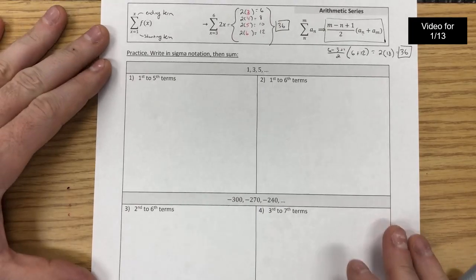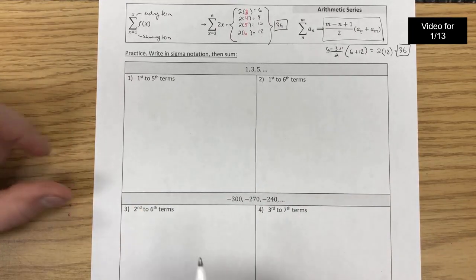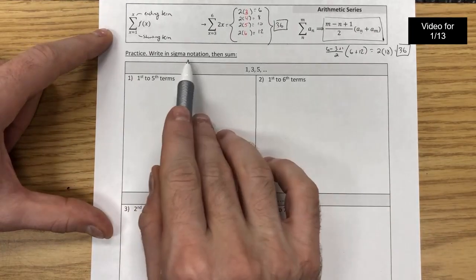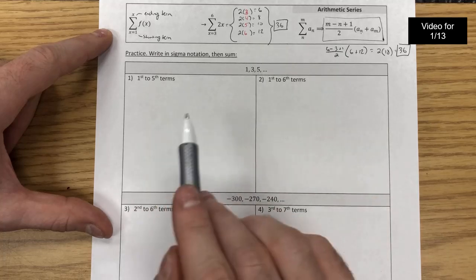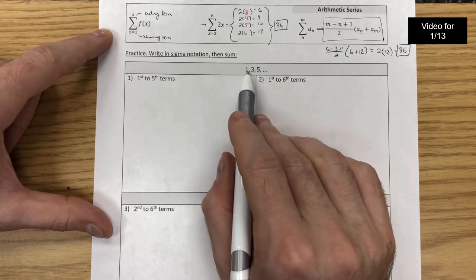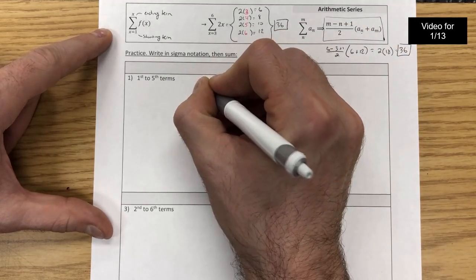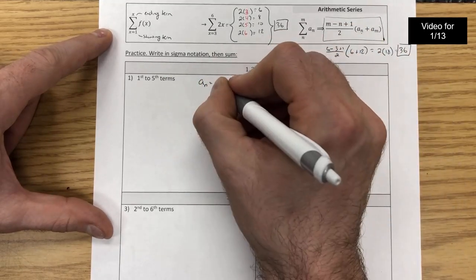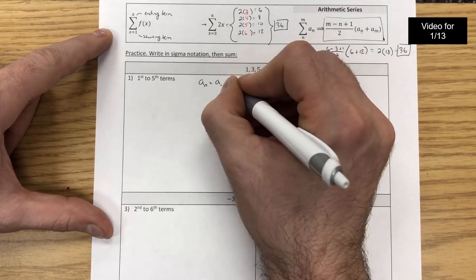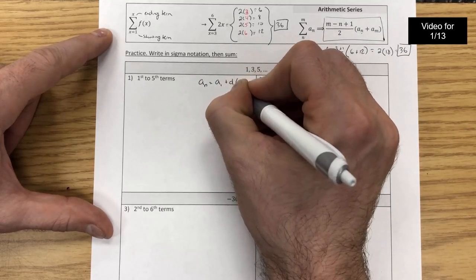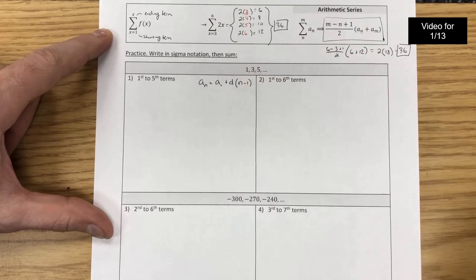So now that we've kind of gone over what we're doing, let's go ahead and let's try out a few. So what we want to do is we want to write this in sigma notation and then sum. So that tells me I need to figure out the pattern here. And I know that my pattern, as we've discussed prior, is going to be, I'm going to take the first term and I'm going to add the difference times n minus 1.